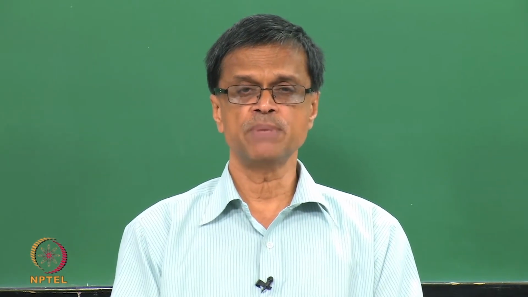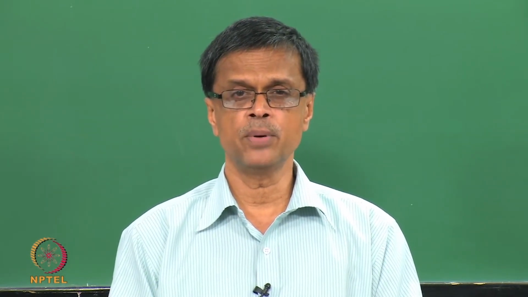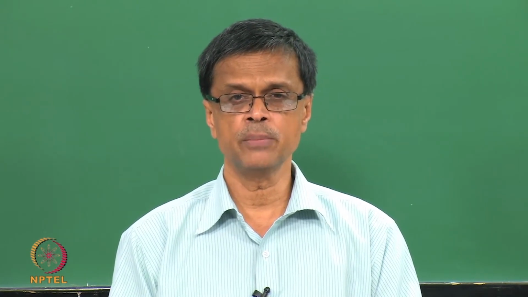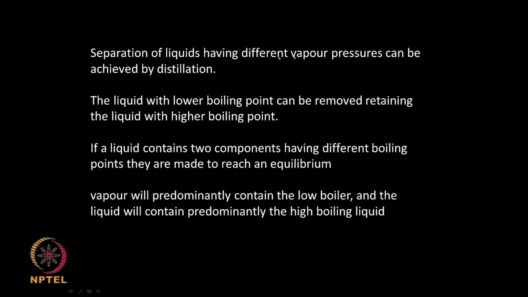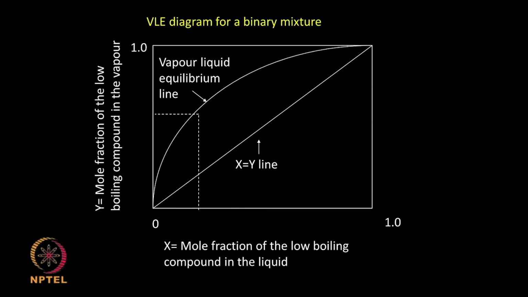So, distillation is based on the difference in boiling point of two liquids or difference in vapor pressure. So, the separation is based on difference in vapor pressure or difference in boiling points. So, the heavy boiling liquid or higher boiling liquid will be at the bottom, the lower boiling liquid will be at the top. Okay. So, there is a vapor liquid equilibrium relationship, and that is what it is called, vapor liquid equilibrium diagram for a binary.